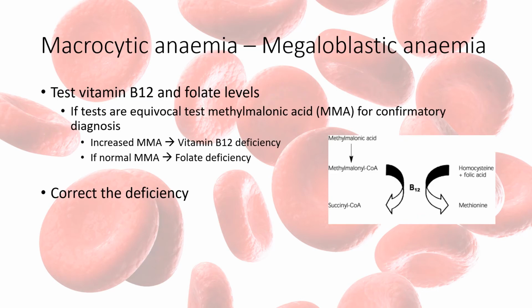In the setting of megaloblastic anemia, vitamin B12 and folate levels are able to be tested. However, there is potential for the test to come back as equivocal, in which case a methylmalonic acid test will be required. If this comes back as elevated, this would indicate a B12 deficiency. Once you have determined what type of deficiency is present, you are then able to replace as required.